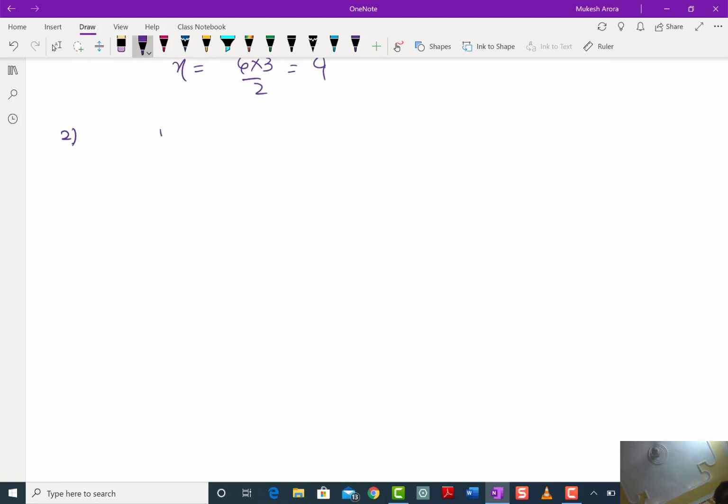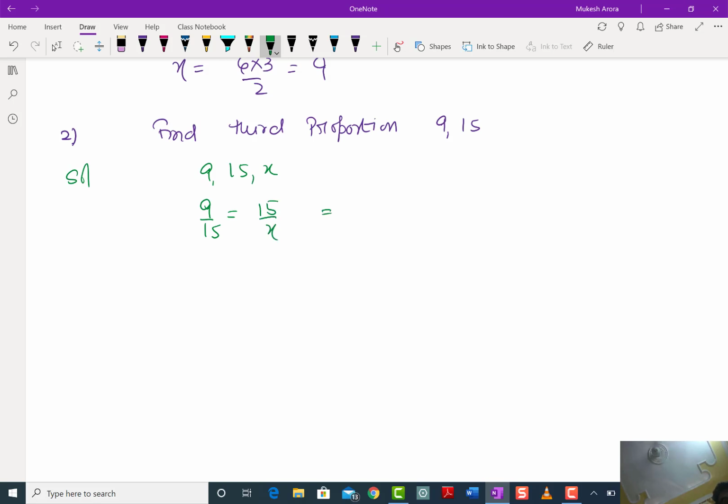The second sum is to find the third proportion, and the numbers given are 9 and 15. Obviously, when two numbers are given and we have to find the third proportion, it will be 9, 15 and x. That means they are in continued proportion. So 9 by 15 is equal to 15 by x, that is 9x is equal to 15 into 15, x is equal to 15 into 15 by 9, that is equal to 25.